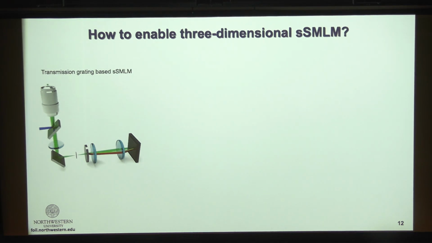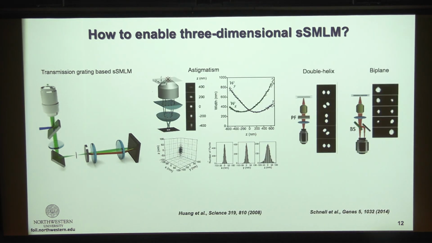There are two mainstream 3D imaging implementations. The one on the left was first published by Xiaowei's group from Harvard. They introduced astigmatism by adding a cylindrical lens, so that the distortion of the point spread function is non-symmetric above or below the focal plane. By analyzing the non-symmetric distortion of the point spread function, we can back calculate the depth.